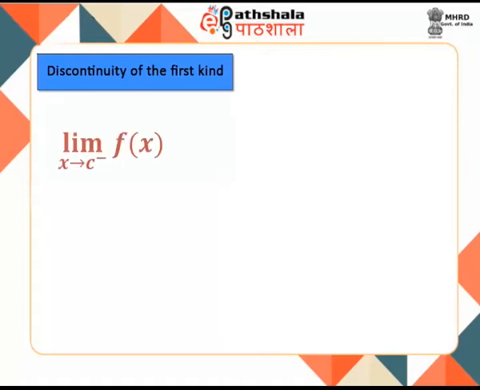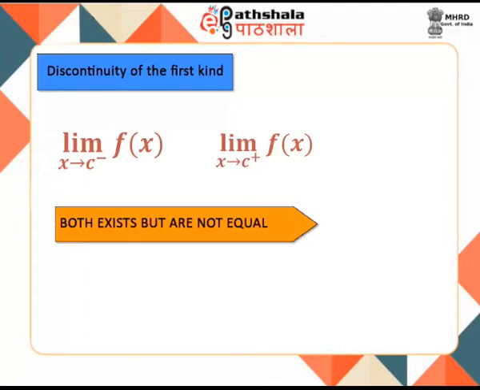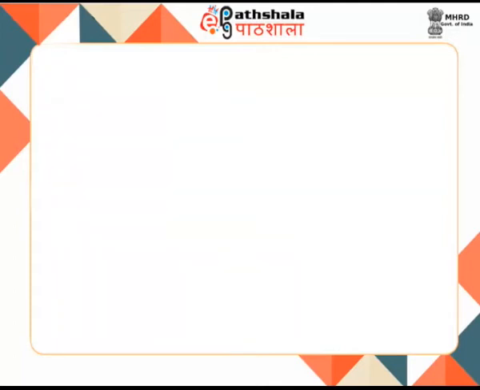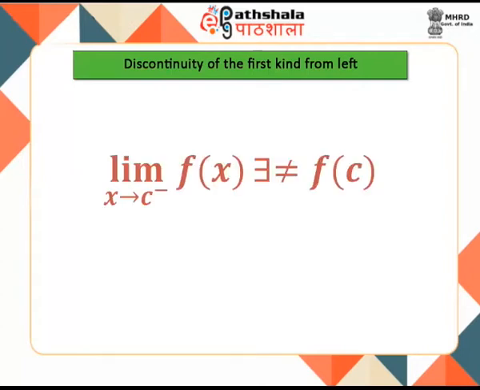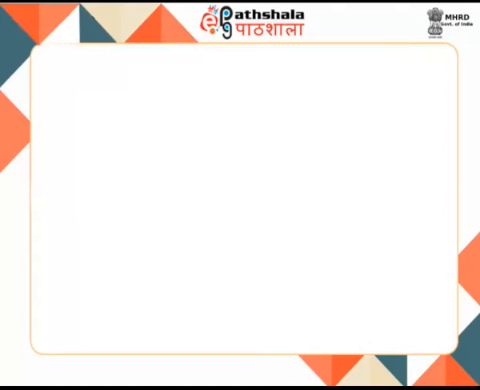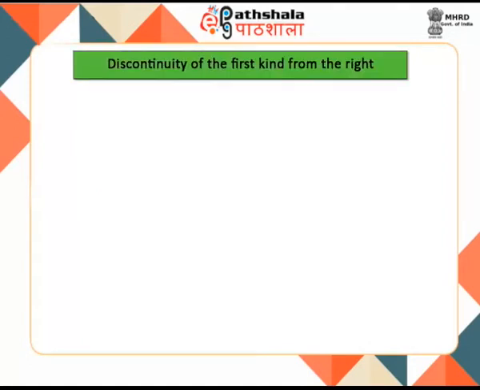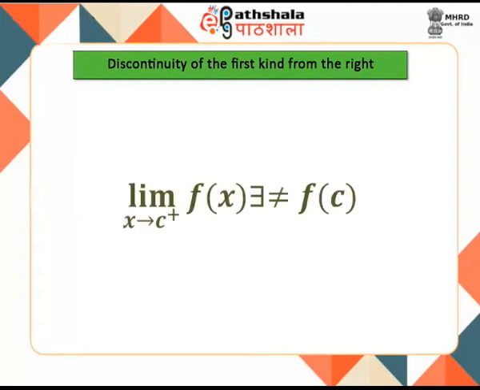if the limit as x tends to c from below of f(x) and the limit as x tends to c from above of f(x) both exist but are not equal. f is said to have discontinuity of the first kind from the left at x equal to c if the limit as x tends to c from below of f(x) exists but is not equal to f(c). f is said to have discontinuity of the first kind from the right at x equal to c if the limit as x tends to c from above of f(x) exists but is not equal to f(c).